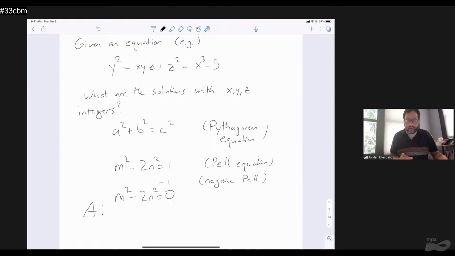Here's the Diophantine equation I should have written first. M squared minus 2n squared equals 0. What are the solutions to that? Well, there are no solutions.